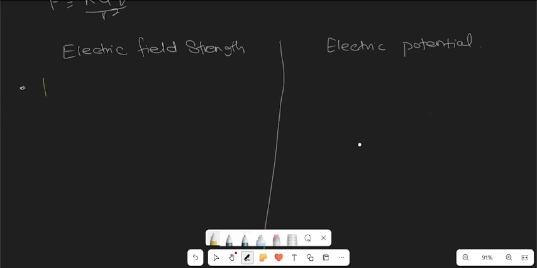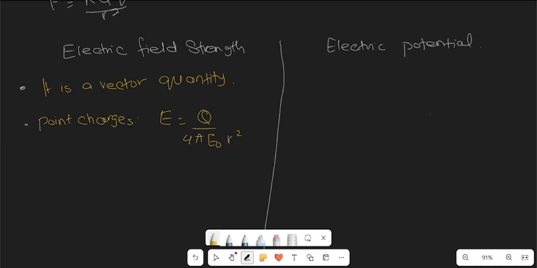Electric field strength is a vector quantity. That means plus minus play a big role. It's a vector quantity. And for point charges, do you remember the formula for gravitational field strength? That was GM over r squared, right? So for this, it will be E equals Q over 4 pi epsilon naught r squared. And this is for point charges.